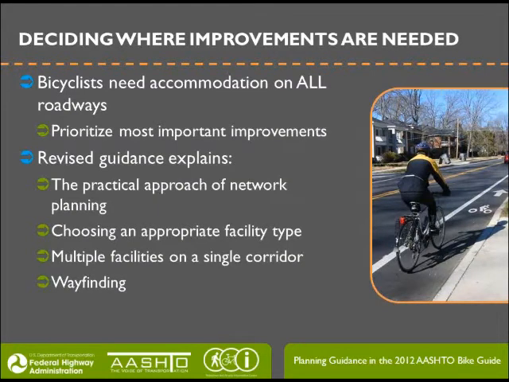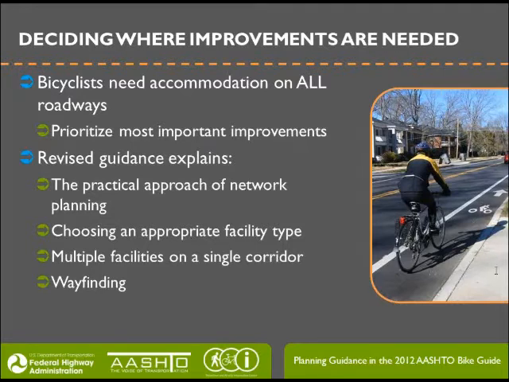Okay. I mentioned this a couple times, and this fleshes it out a little bit more: deciding where improvements are needed. Again, bicyclists need to be accommodated in all roadways. And then the guide goes on to explain how you figure out where improvements are needed. It goes back to the points I raised earlier in terms of being practical, really focusing on those things that are going to get the most bicycling and create a good network.